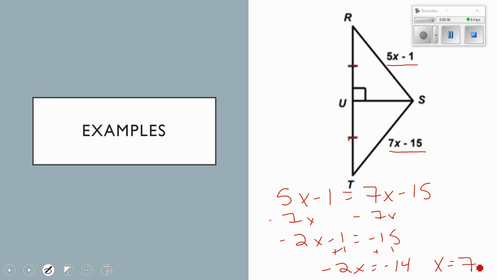If you had to solve for the side lengths, remember that we would plug that x back in. We would get 5 times 7 minus 1, which is 34. We would get 7 times 7 minus 15, which also gives us 34. And that's a good way to check. You saw that 34 equals 34, and that's exactly what we wanted to do. We said they needed to be equal to each other.